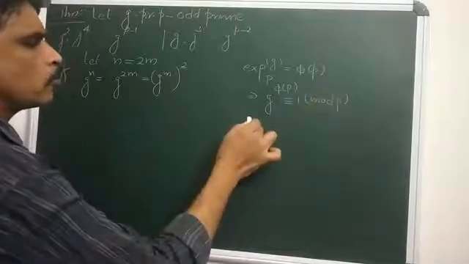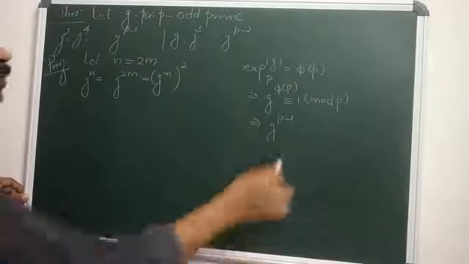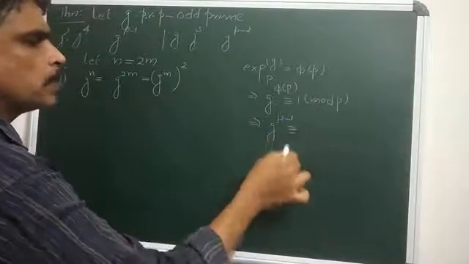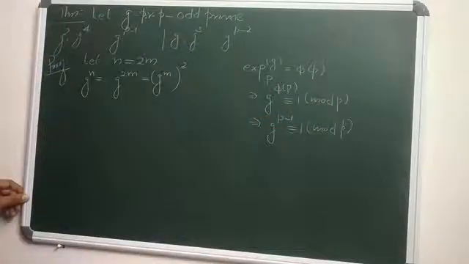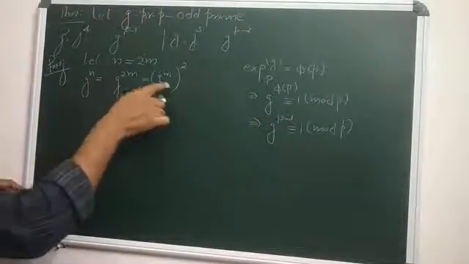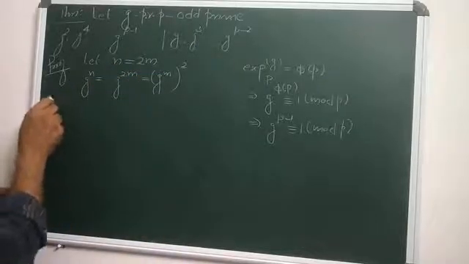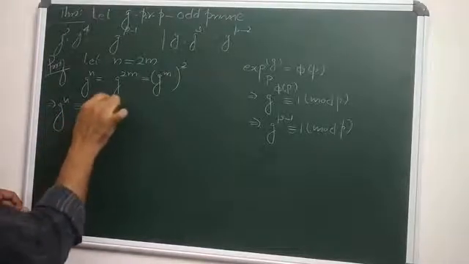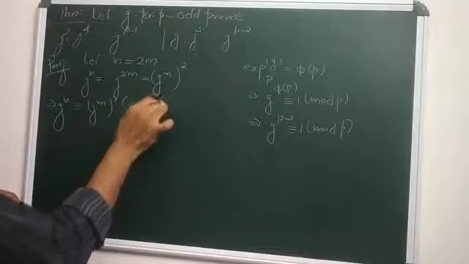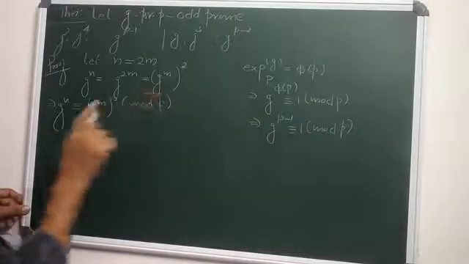What is phi of p? Since p is an odd prime, phi of p is p minus 1. So g to the power p minus 1 is congruent to 1 mod p. So here g to the power n equals g to the power m whole square, which means g to the power n is congruent to g to the power m whole square mod p. Why? Because g is the primitive root mod p, according to that argument. Agreed. g to the power p minus 1 is congruent to 1 mod p.